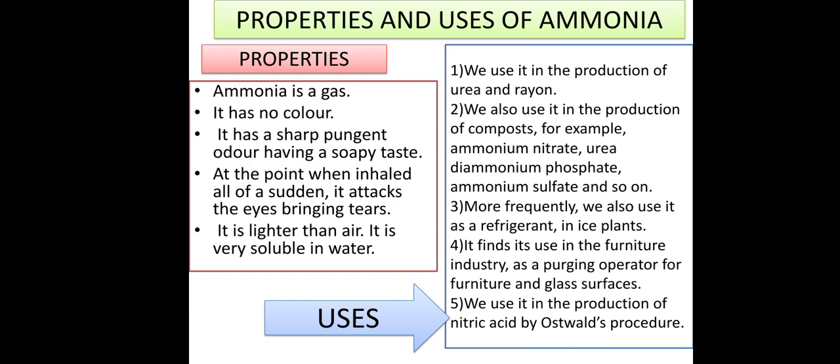Uses of ammonia are given in the slide. Ammonia is a very important reagent for the manufacture of many substances. One example is that it is a very important reagent in the manufacture of nitric acid.